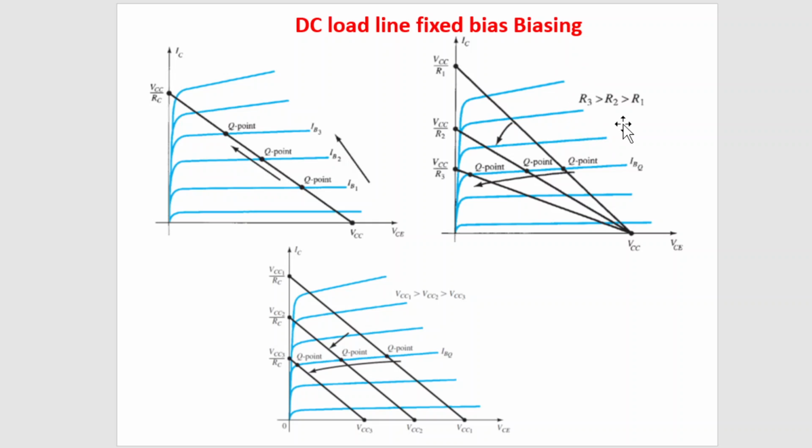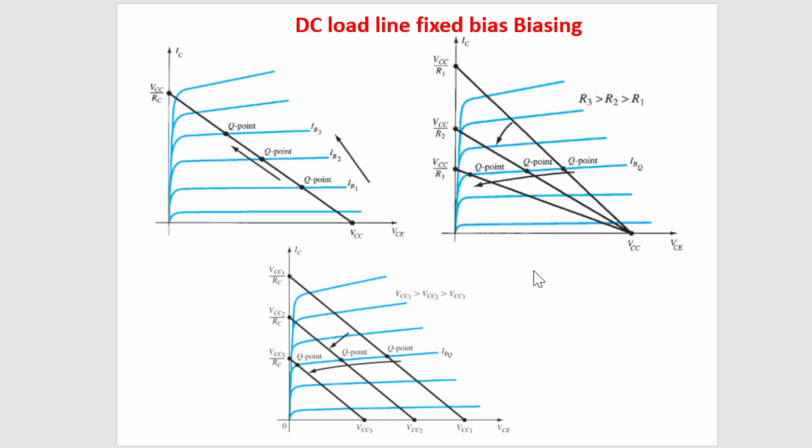Similarly, if you keep the base current constant and you change the collector resistance, that is RC1, RC2, RC3, then your saturation point will change and the cutoff point will remain the same. Then your Q point will shift, for a given value of base current, from the active region to the saturation region, moving from right to left because your saturation point is changing.